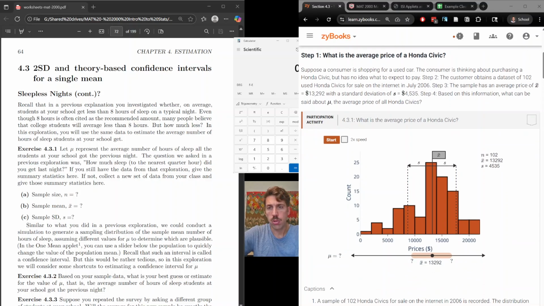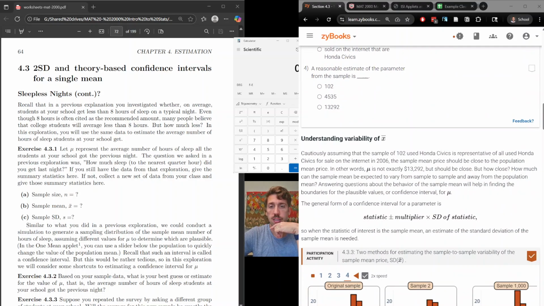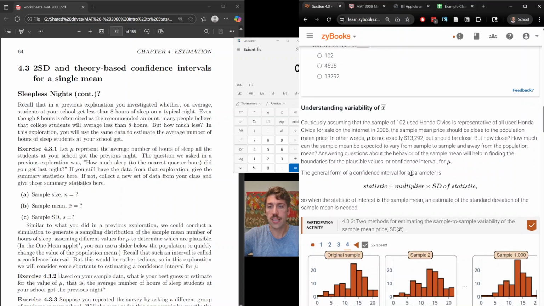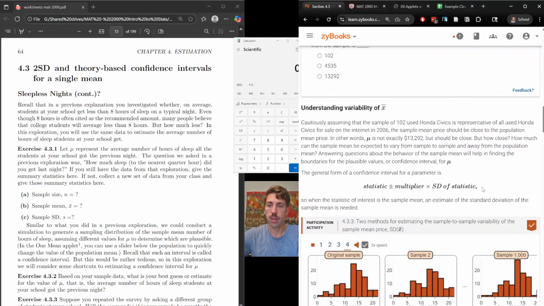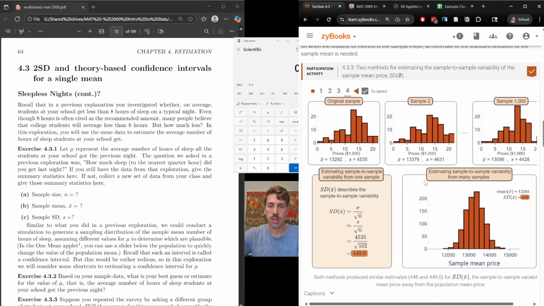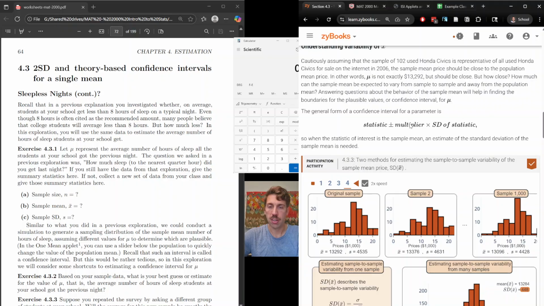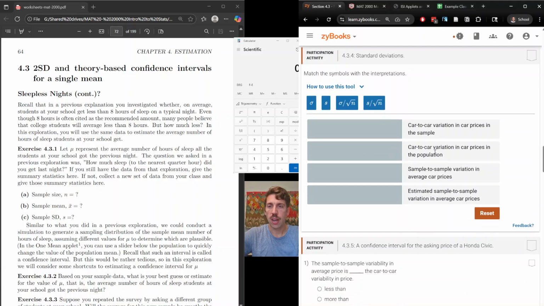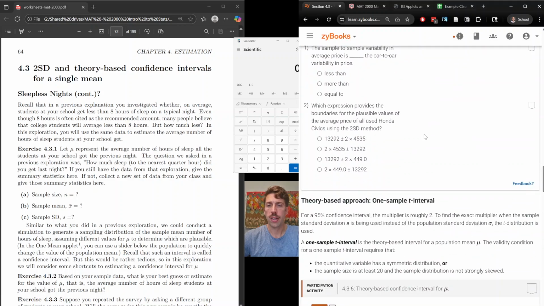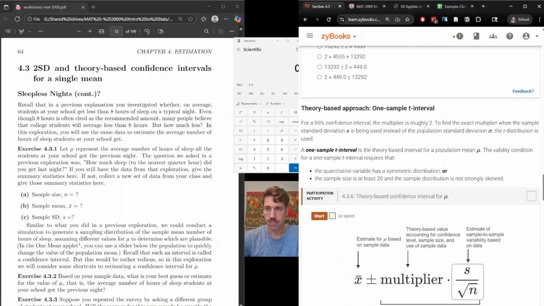So you should have read through section 4.3, looking at average prices of Honda Civics, and the idea of the confidence interval in the more general sense stays the same: statistic plus or minus a multiplier times standard deviation of statistic. It's just that the equation for this last part is really going to change, and a little bit of the multiplier is going to change. Hopefully you're able to identify what is what. I like the phrasing here of car to car versus sample to sample. That's a good way to think about how these numbers end up being different.